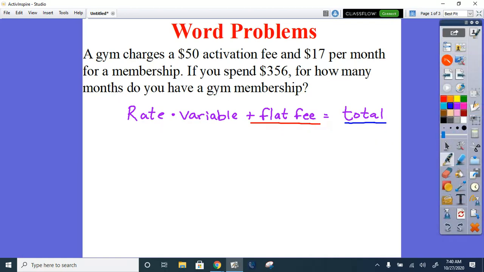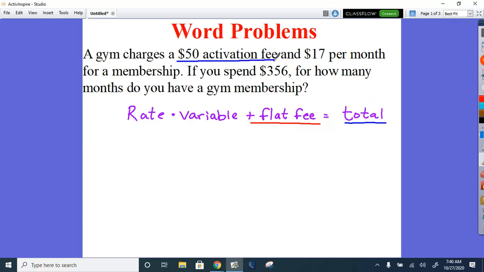So here we're talking about a gym membership. There's a $50 activation fee, $17 per month for the membership, and if you spend $356, and here we have to read the question, how many months do you have the gym membership? What I like to start with is this variable right here, okay? And I like to be very intentional and predictable. So when I'm asking my question, how many months? I don't know that answer. That's my variable, and I'm going to represent it with a logical variable like m, okay?